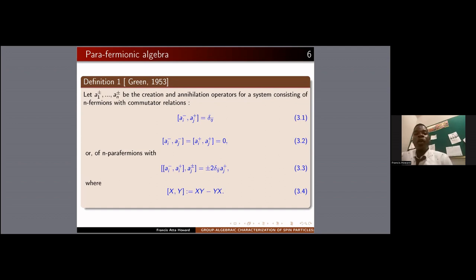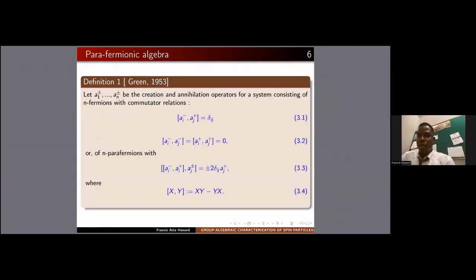He also stated that for n parafermions, the bracket of a_i negative and a_i positive with a_j positive or negative is equal to plus or minus 2 delta_ij a_j positive. This structure just obeys the simple Lie algebraic structure that we have when we consider a vector space G and a bilinear map of this vector space. We just have the bracket of XY giving us XY minus YX.